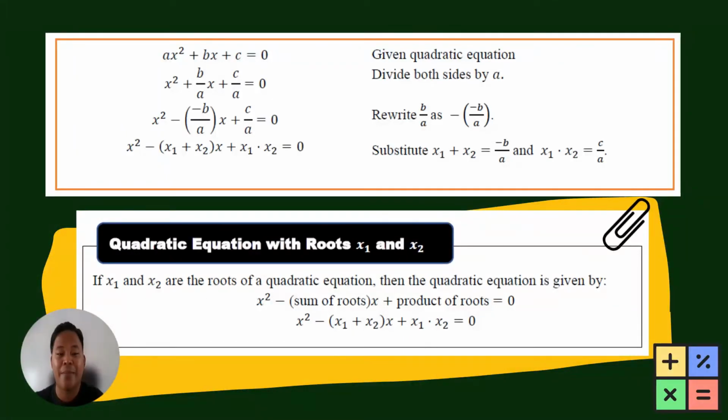After determining the sum and the product of the roots, this time we're going to write a quadratic equation given the roots. If x sub 1 and x sub 2 are the roots of a quadratic equation, then the quadratic equation is given by x squared minus the sum of the roots, x, plus the product of the roots is equal to 0. So ito po yung magiging equation natin na gagamitin to find a quadratic equation po, given the roots po.